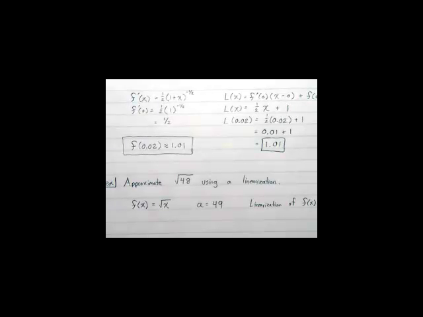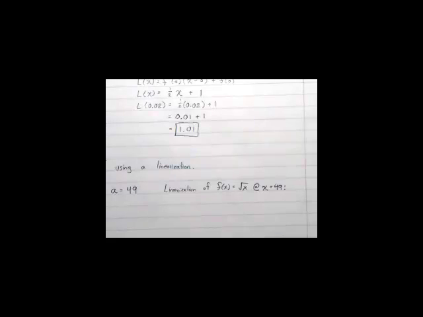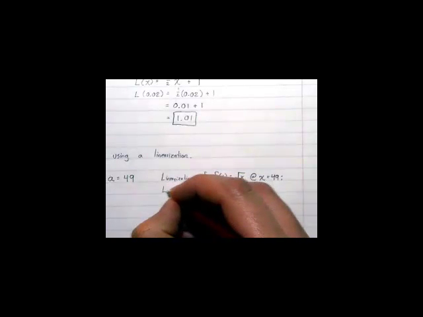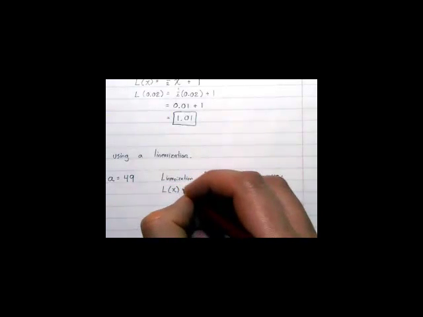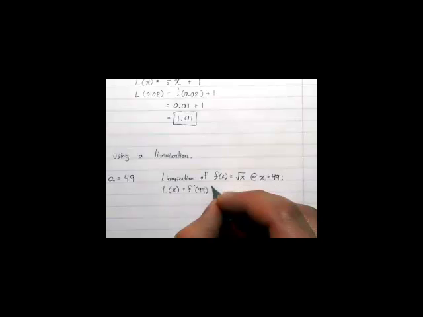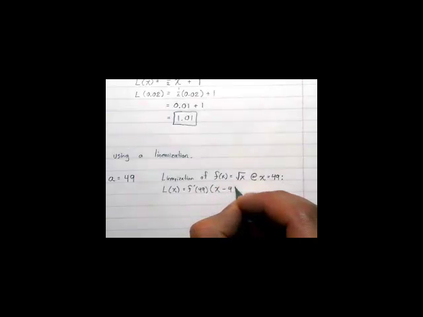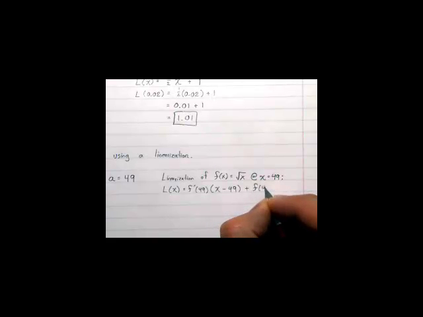So we're going to do the linearization of f of x equals the square root of x at x equals 49. Okay, so L of x is going to be f prime of 49 times x minus 49 plus f of 49.